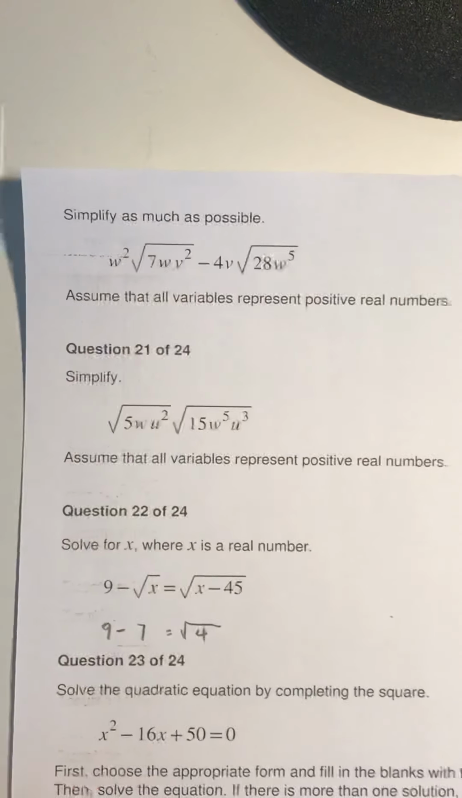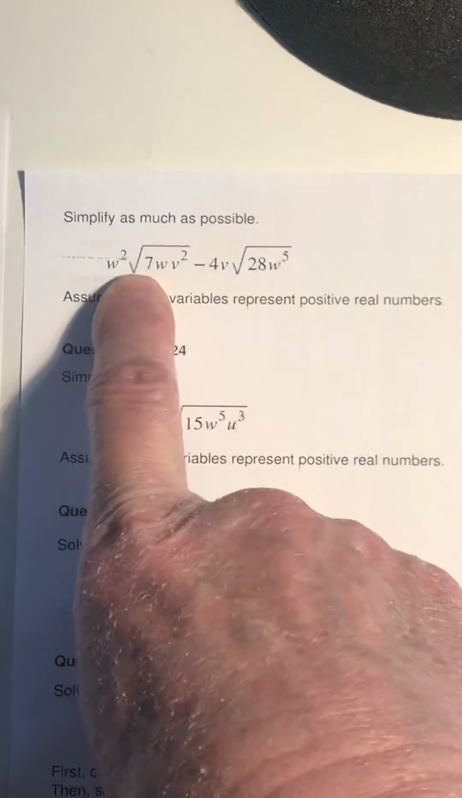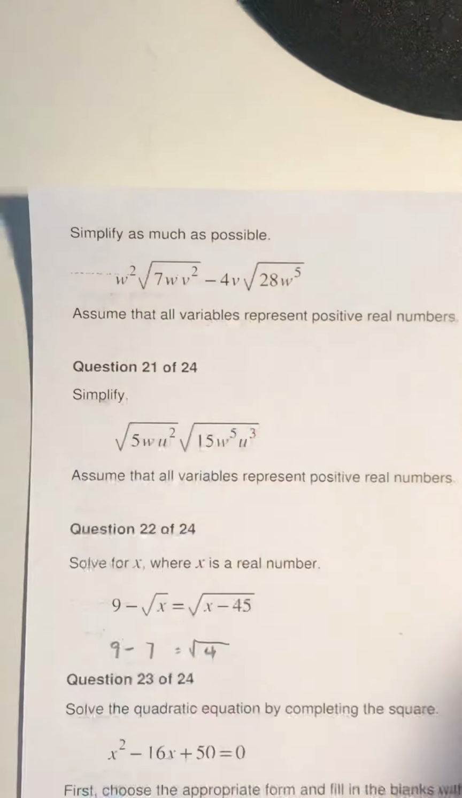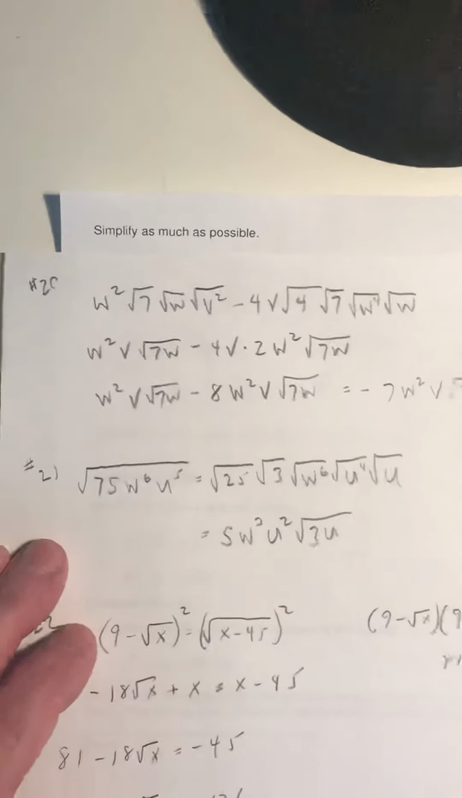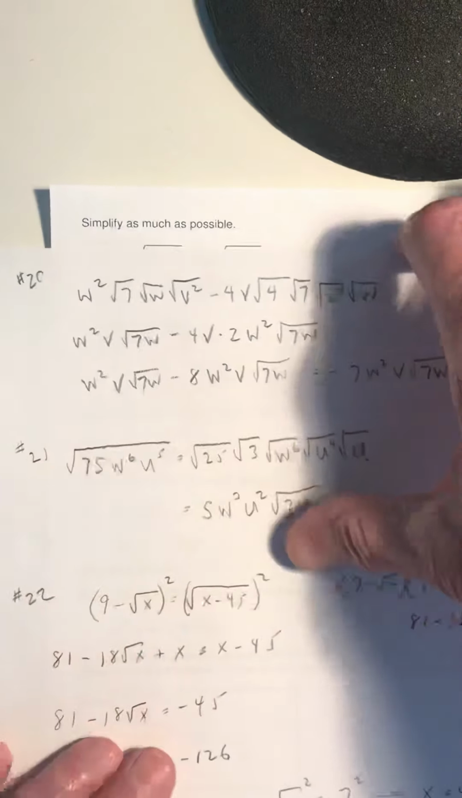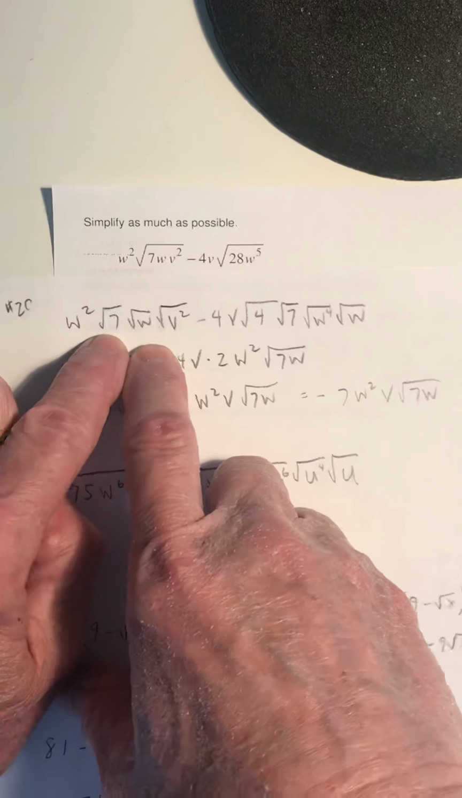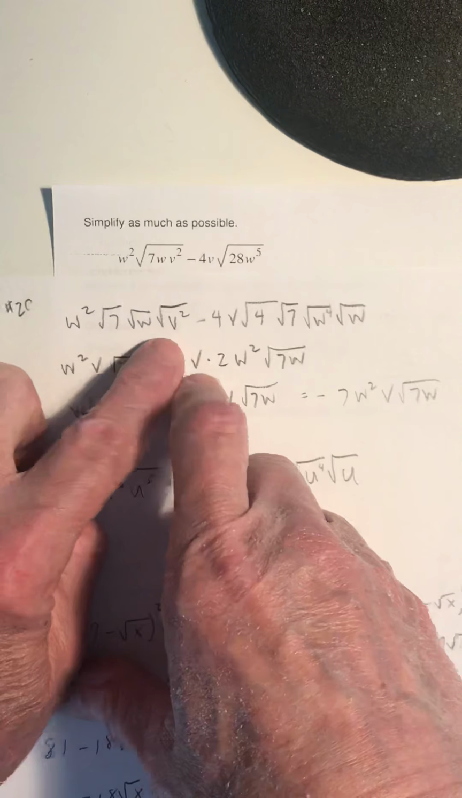Moving on to page 5, and this is actually question 20. We want to simplify this square root expression. So I wrote it out over here. The w squared was out in front. 7 doesn't simplify. W doesn't simplify.